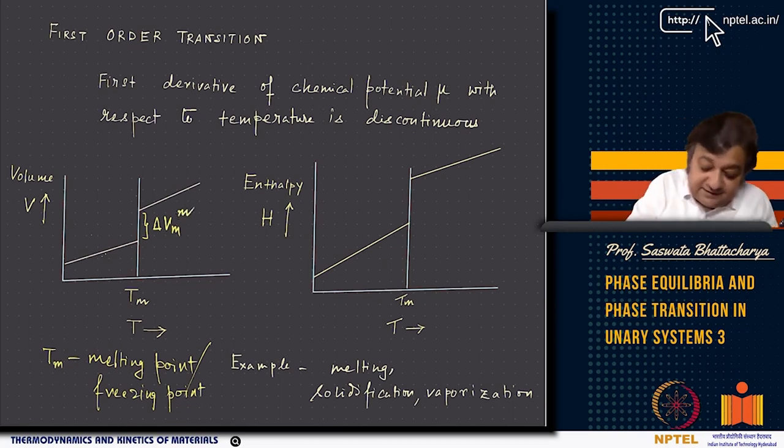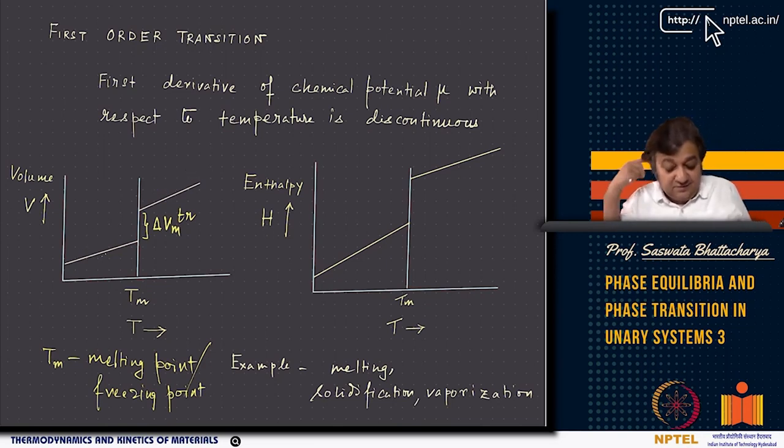Okay, so basically this is the delta Vm transformation or delta Vm melting. It is better to write delta Vm tr. So this is not zero, but you see a discontinuity here. You are seeing a discontinuity in the volume when there is this transformation. So this is the alpha phase and this is the beta phase, or you can think of this as the solid phase and this as the liquid phase. And as you can see, there is a jump at the transformation temperature or the melting point.